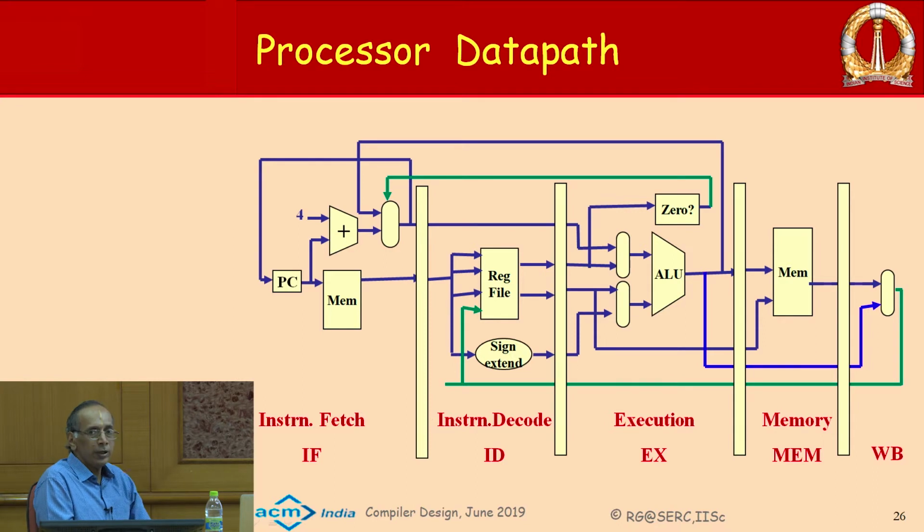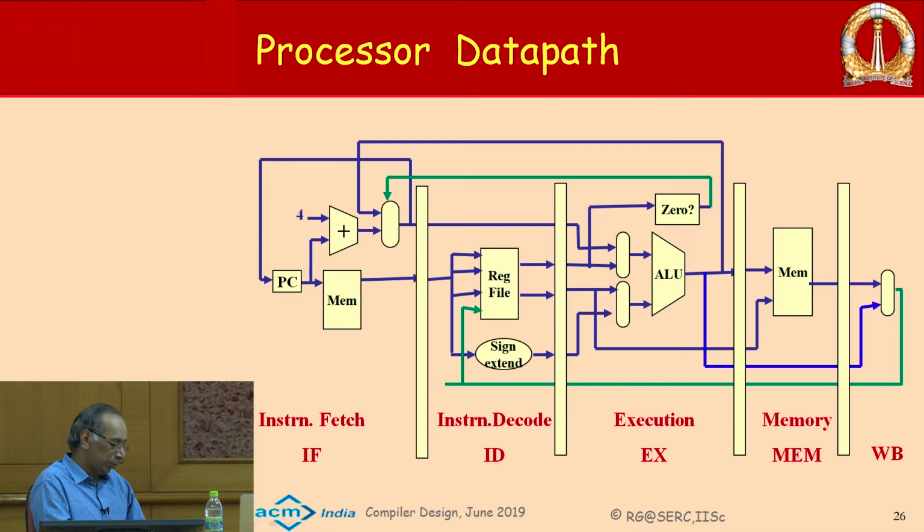So if it is an arithmetic and logic instruction, then you perform either register 1 plus register 2, or register 1 plus immediate constant, that kind of an operation. So depending on what your instruction is, you perform that operation with the appropriate operands which are available as small internal registers in these buffers, right?